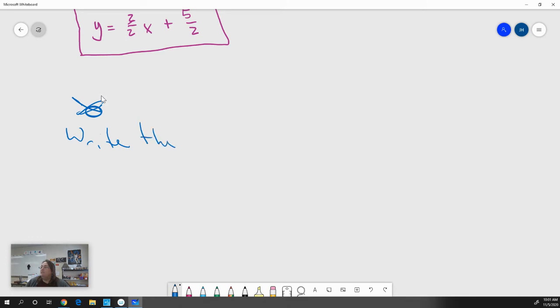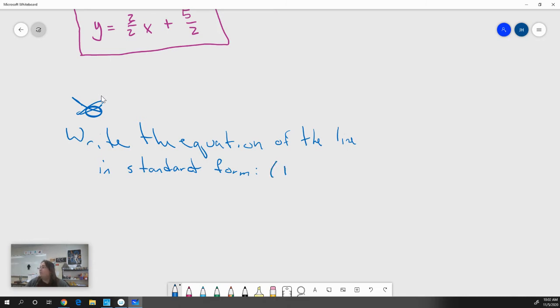Write the equation of the line. What if it says in standard form? In standard form. I'll show you how to do that. We're going to just have one more step, right? Given 2 points. So let's come up with 2 points.